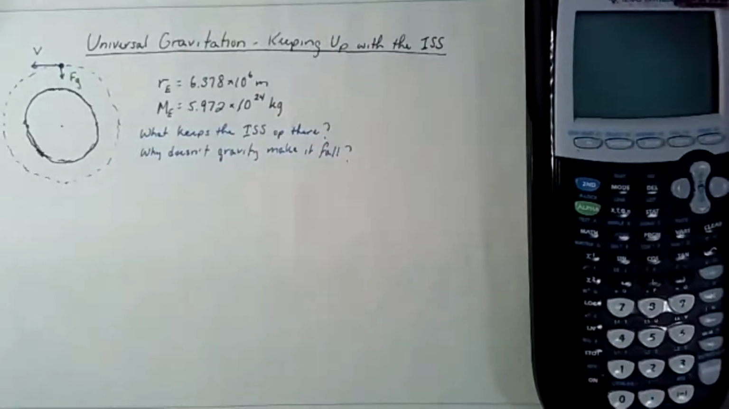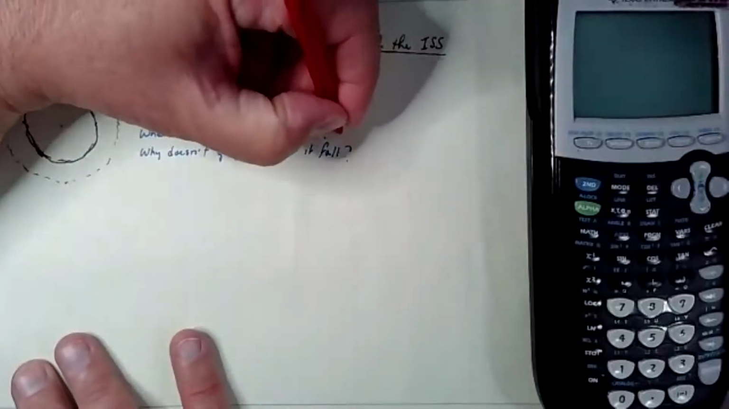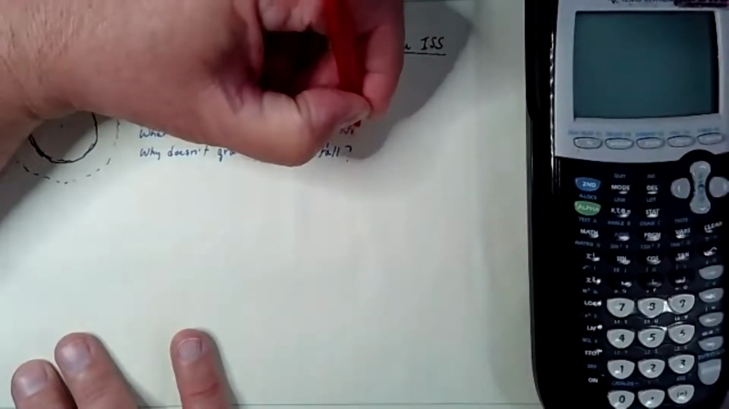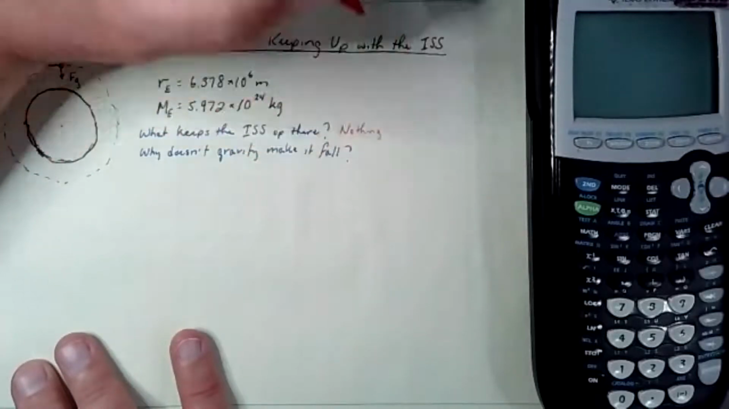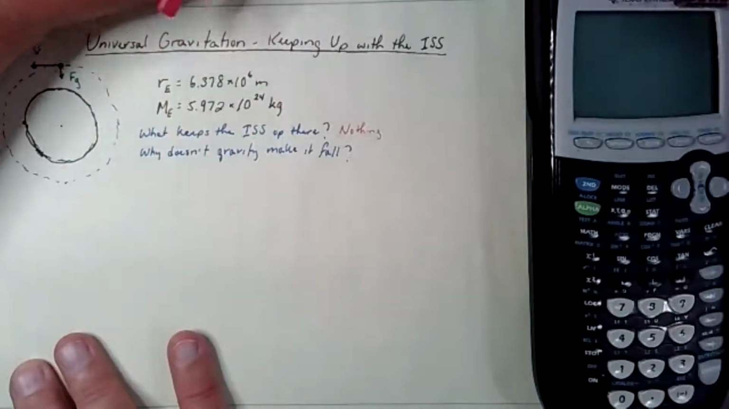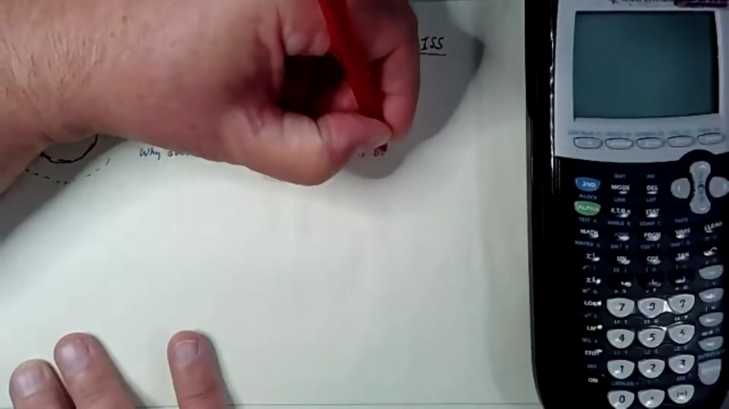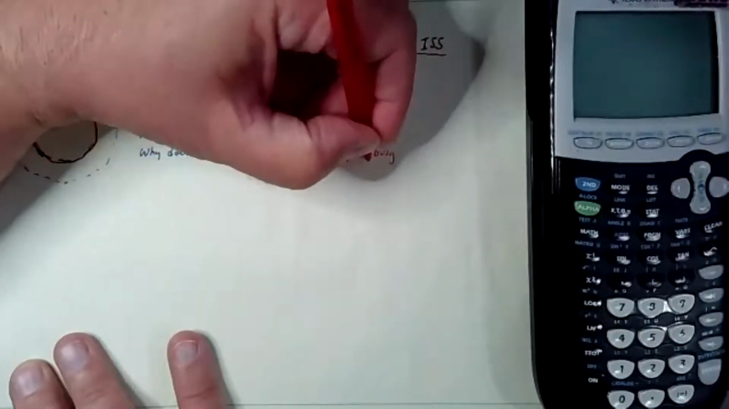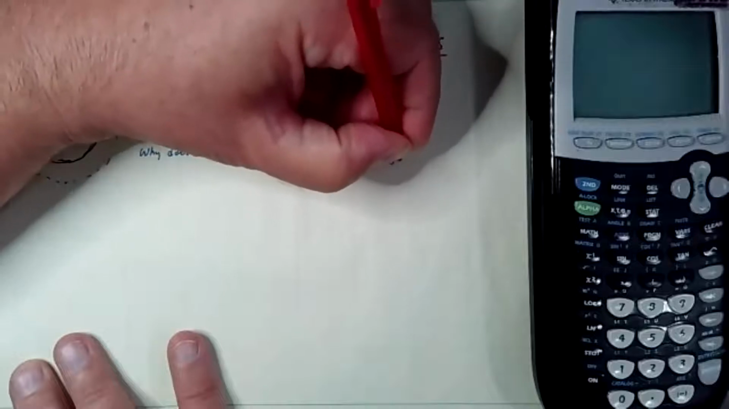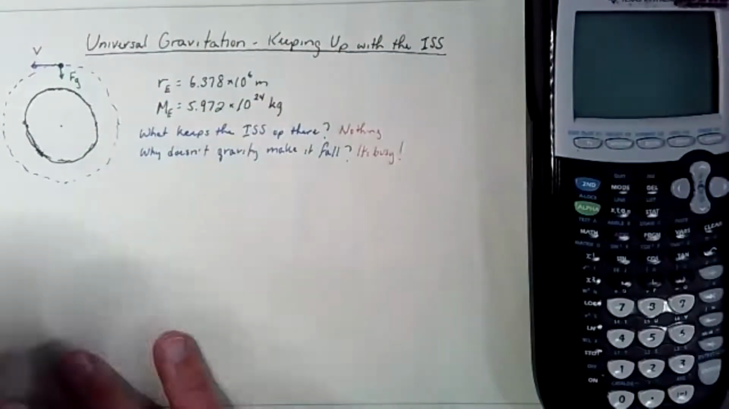Right, so let's try and do just one-word answers. What keeps the ISS up there? Nothing. There isn't any force keeping it up there. Well, then why doesn't gravity make it fall? And the short answer to that is it's busy. It's busy providing the centripetal force.